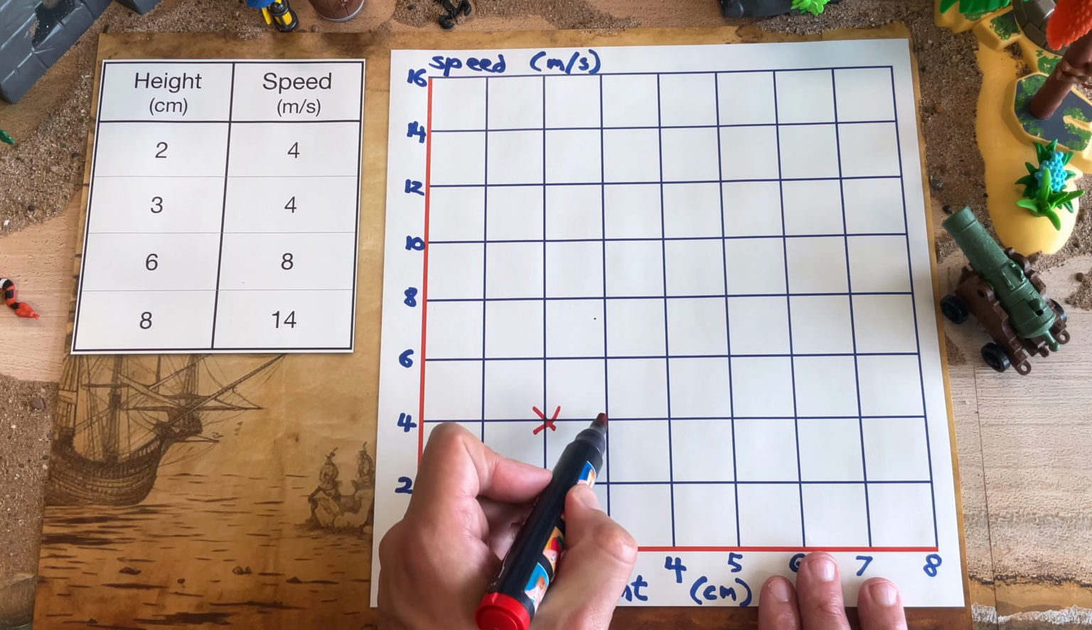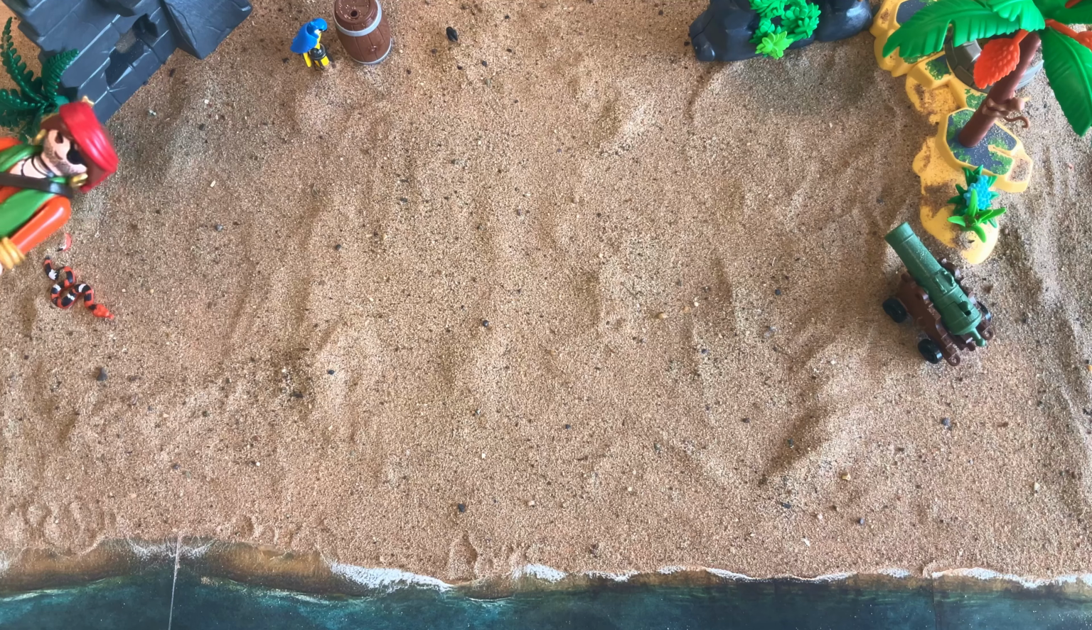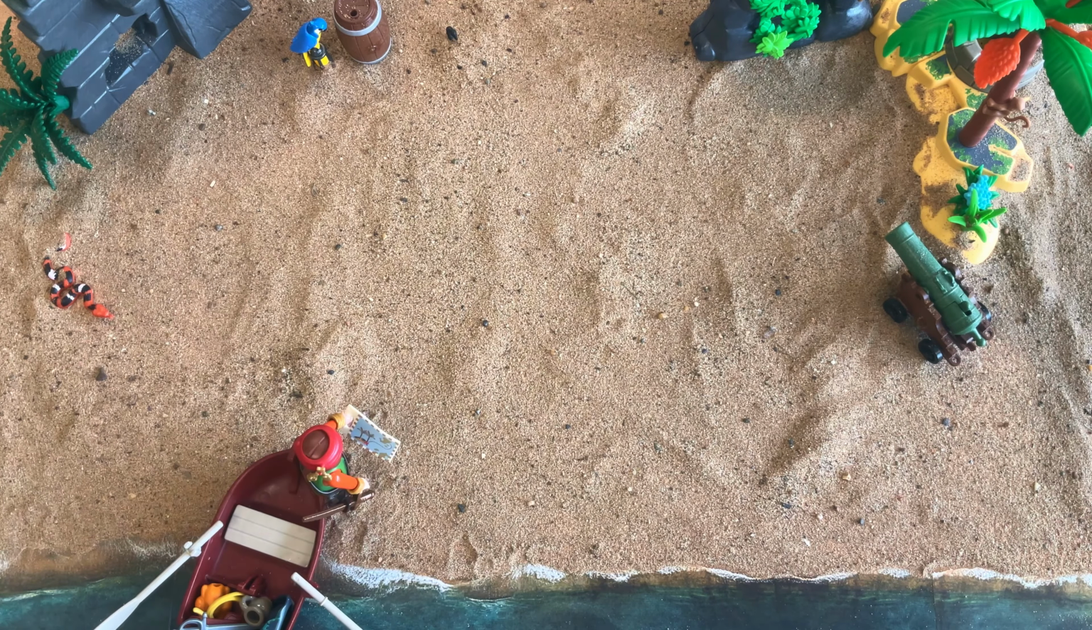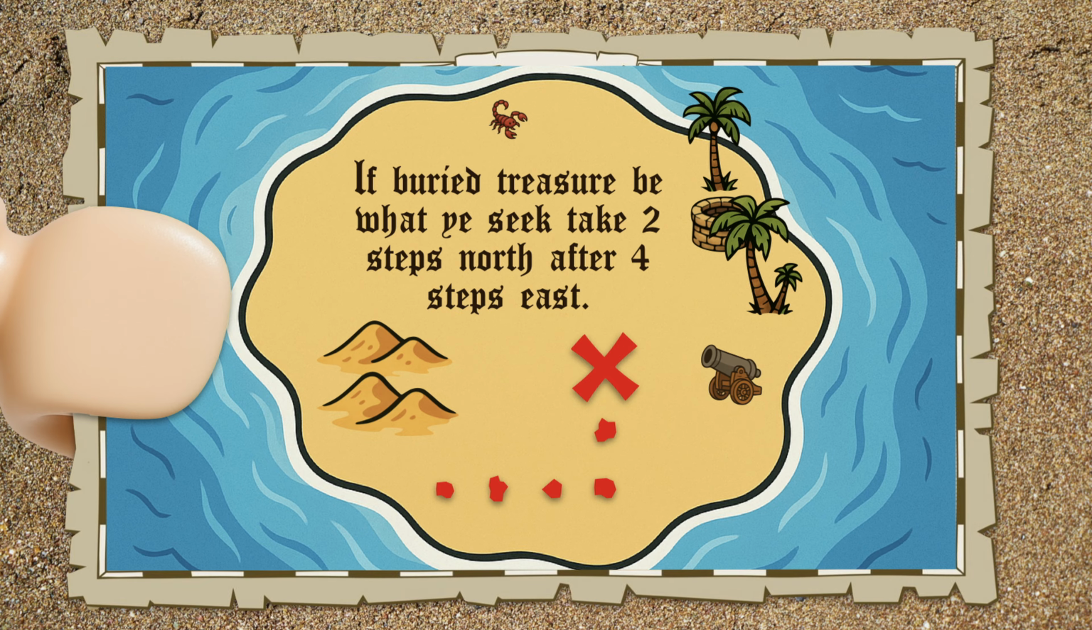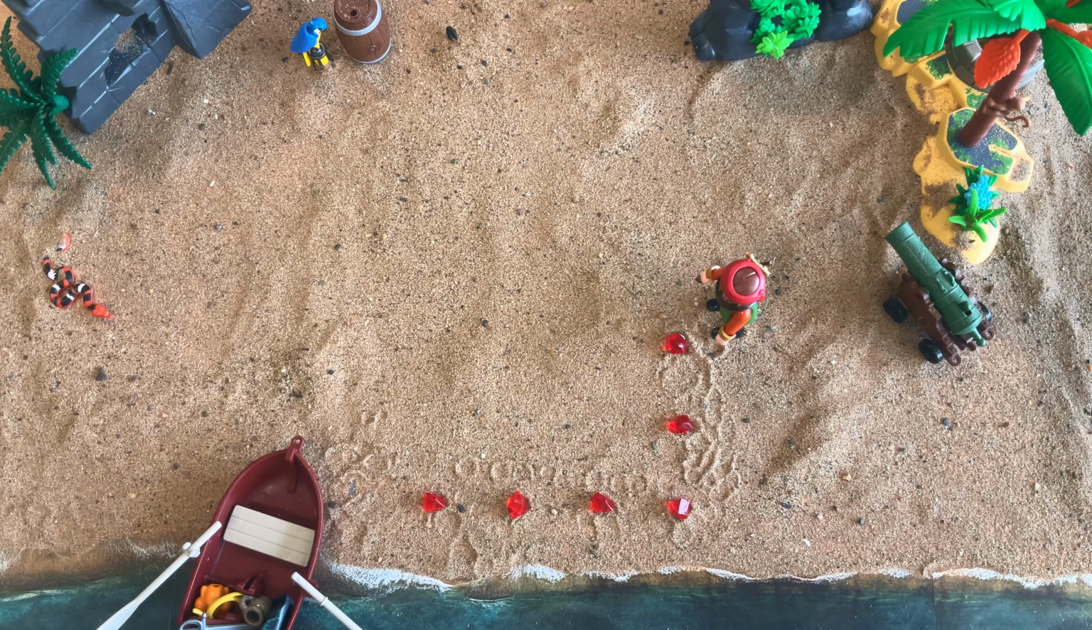In this video, we're looking at how to plot points on a graph. We're going to start with Pirate Pete. Pete wants to dig up his buried treasure, and his map tells him he has to go 4 steps east, then 2 steps north. 1, 2, 3, 4, 1, 2, north. And of course, X marks the spot.